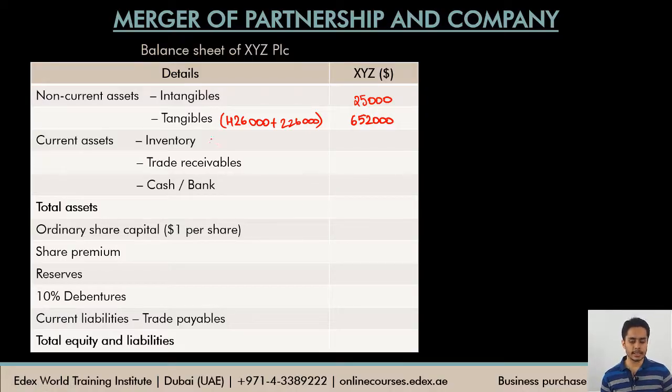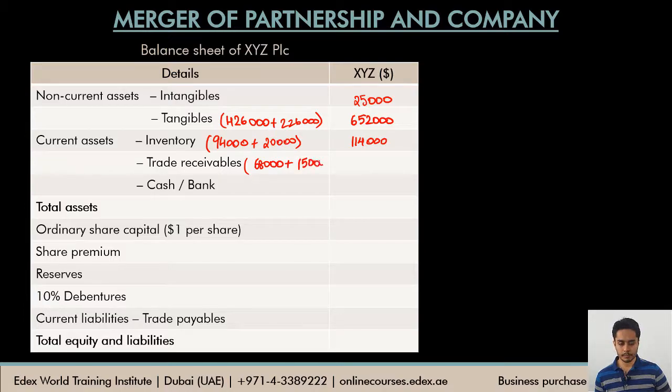Moving to our current assets, inventory, existing inventory of the company is 94,000. Inventory acquired of AB is 20,000, so 114,000. Receivables of XYZ PLC before the merger 68,000. Acquired of AB is 15,000, 83,000. And cash and bank balance of the XYZ PLC before the merger is 36,000.